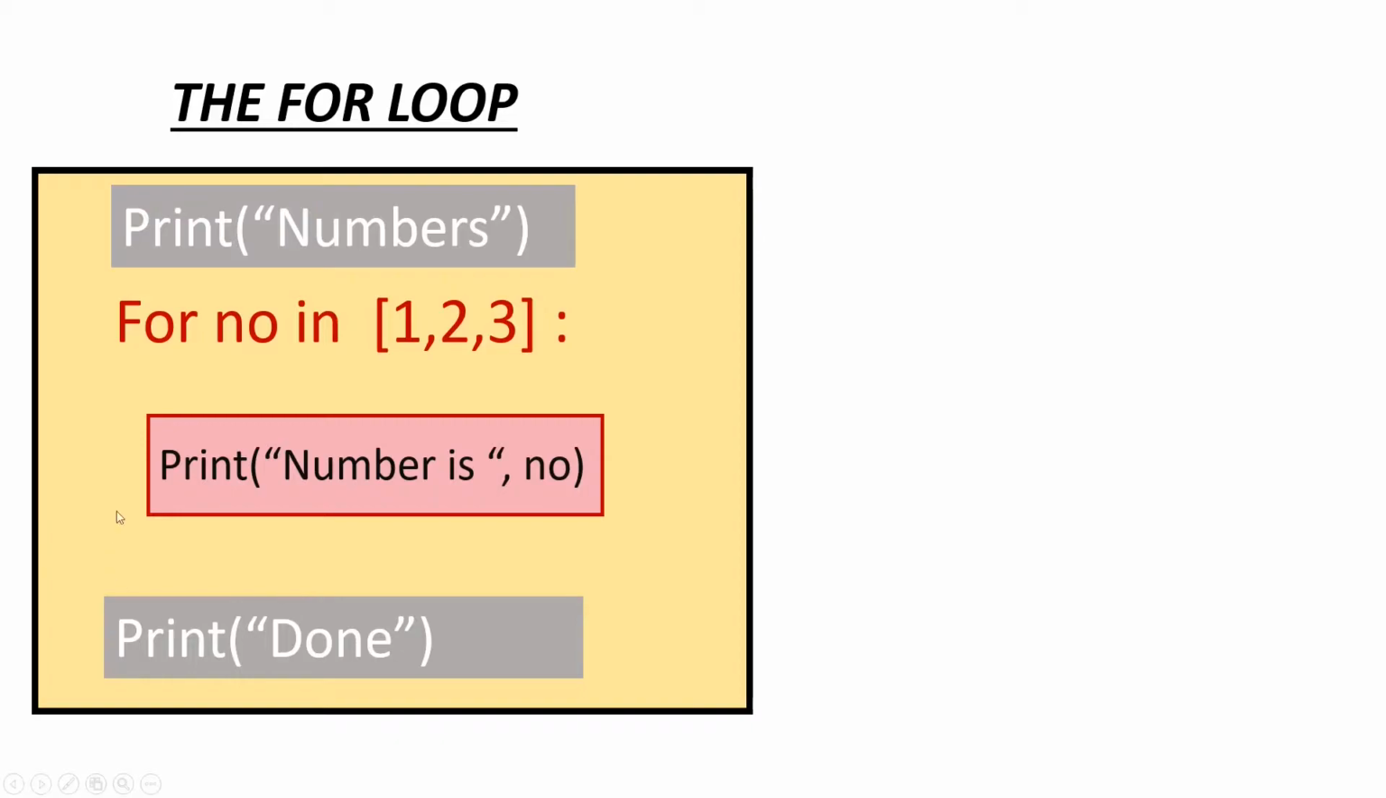And then obviously before the for loop I want to print numbers, and after all of the elements are done with this code block running, I want to print done. This is what I have to do. So let's run and see what will happen.